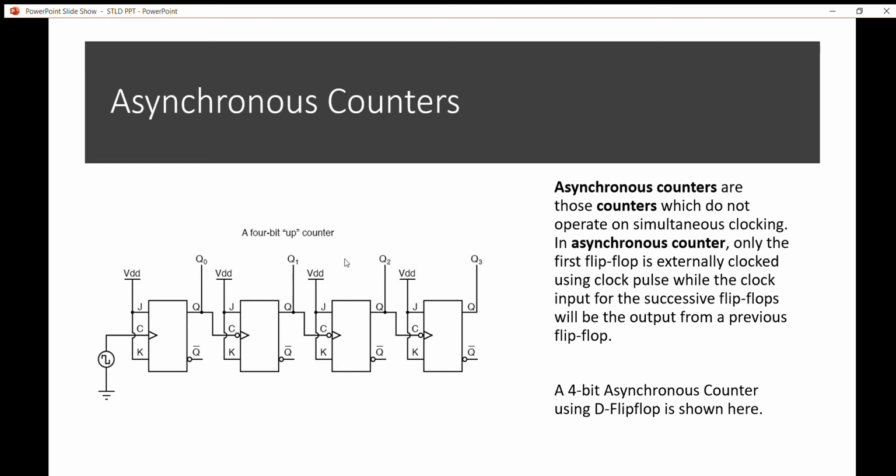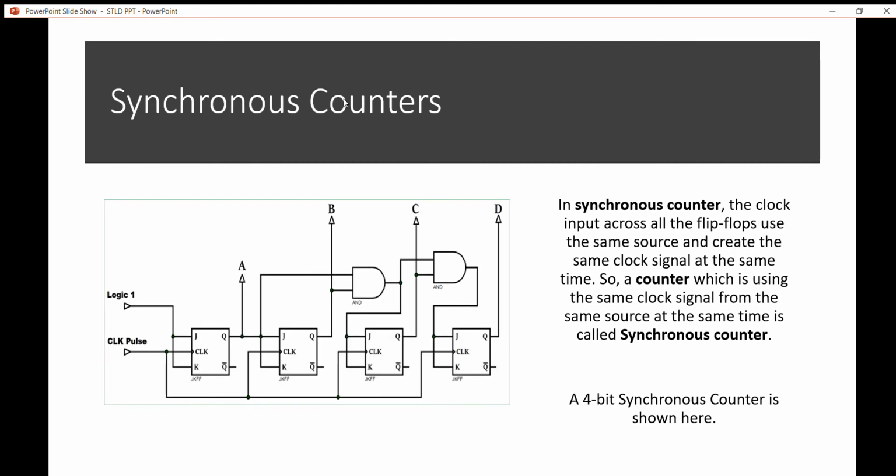Therefore, we can say that the clock pulse is not fed simultaneously in case of asynchronous counters. Now, since this counter is using 4 flip-flops, it is a 4-bit asynchronous counter. Now, let's see synchronous counters. In case of synchronous counters, the clock pulse is fed simultaneously to all the flip-flops. As we can see in this circuit diagram, the external clock pulse is fed simultaneously to all these 4 flip-flops. Therefore, it is a 4-bit synchronous counter.